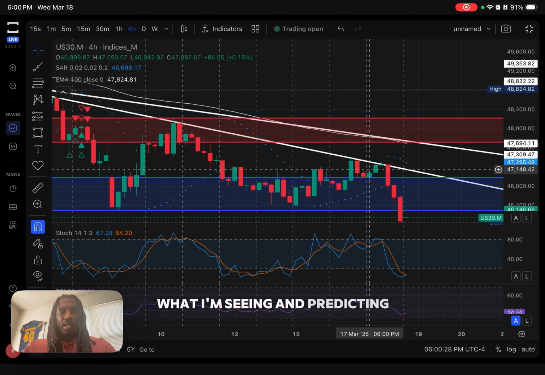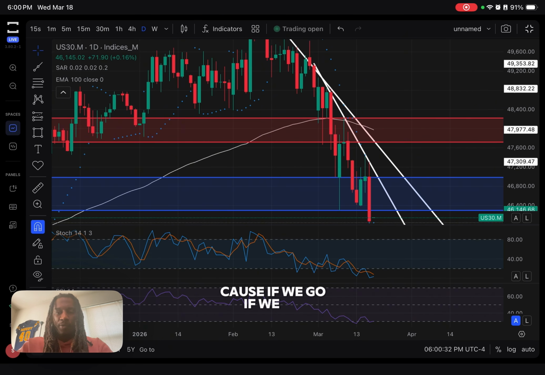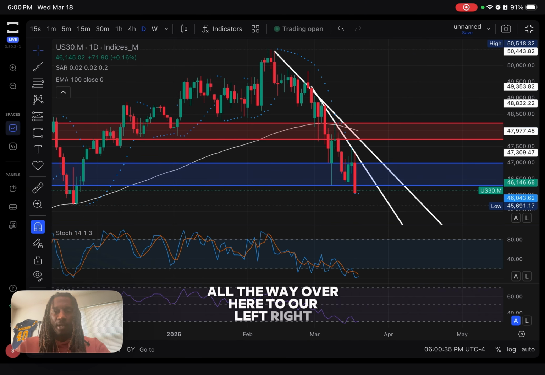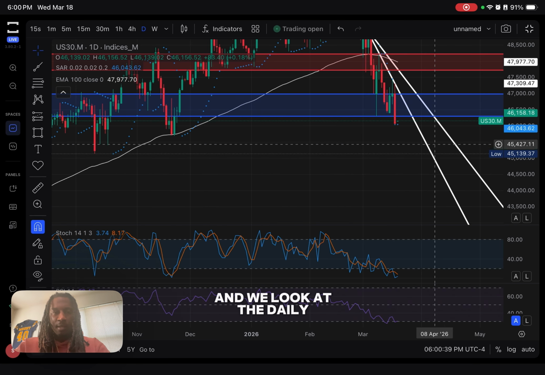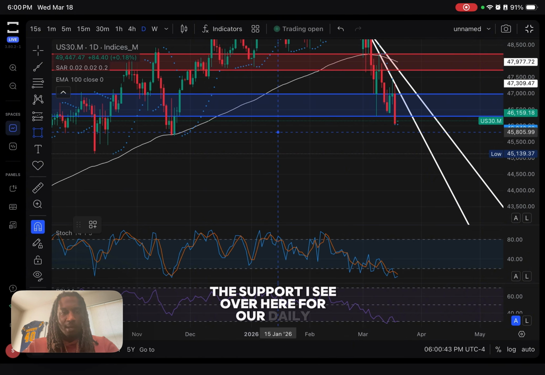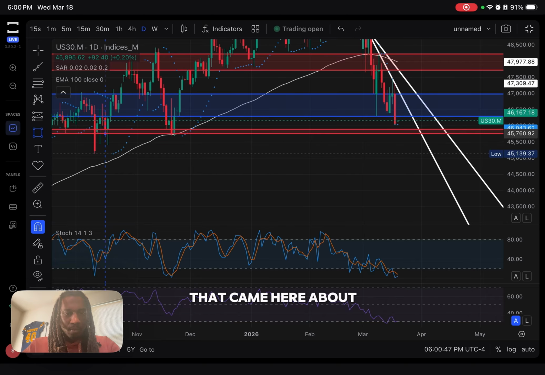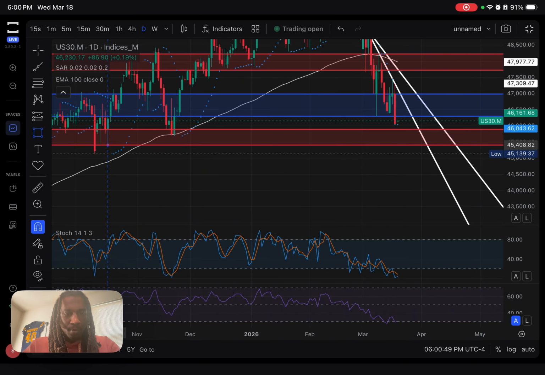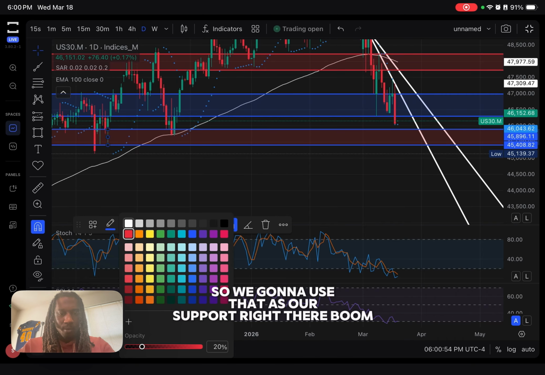What I'm seeing and predicting, if we go to our daily, I'm seeing a push lower, right? Because if we go all the way over here to our left and look at the daily, we got some support over here for our daily. I'm going to show you the support I see. That came about right here, boom, boom. That's support right there, so we're going to use that as our support.